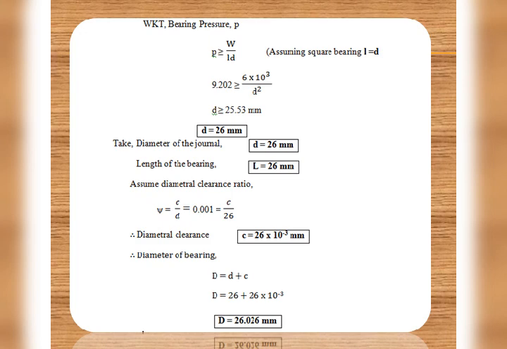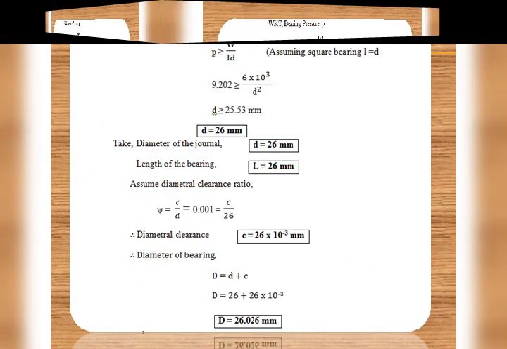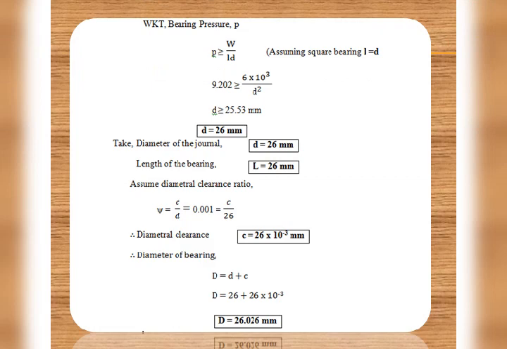Once we have this value, we have to find the diameter of the bearing using the fundamental equation. Diameter of the bearing, capital D, is equal to the journal diameter plus the diametric clearance, which we got earlier. Substituting, we get the diameter of the bearing capital D as 26.026 mm. This is the required answer.